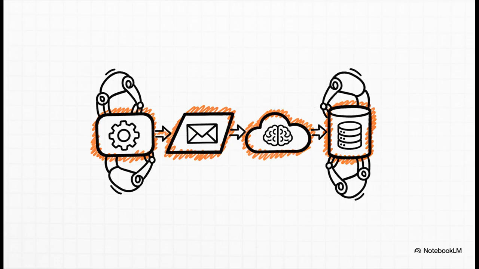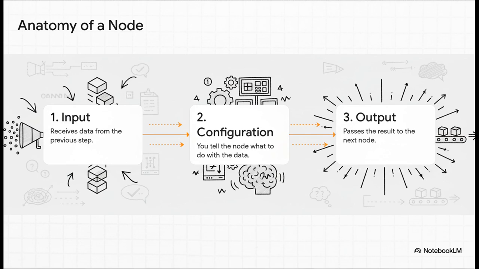It's that intuitive. And here's what makes this so powerful. Every single one of these nodes, no matter what it does, works the exact same way. It's a simple three-step dance. It takes some data in, you tell it what to do with that data, and then it passes the result out to the next node. That's it. This super simple, repeatable pattern is how you can build these amazingly complex systems just by snapping these little blocks together.